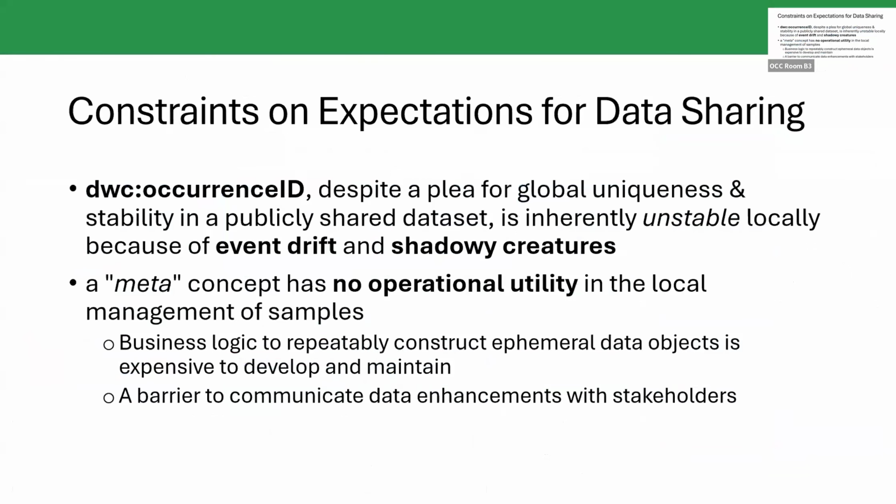So we see some constraints on expectations for data sharing. First, the Darwin Core occurrenceID, despite a plea for global uniqueness and stability in a publicly shared dataset, is inherently unstable locally because of event drift and those shadowy creatures. A meta-concept has no operational utility in the local management of samples. Business logic to repeatedly construct these ephemeral data objects is expensive to develop and maintain, and it's a barrier to communicate data enhancements with stakeholders.